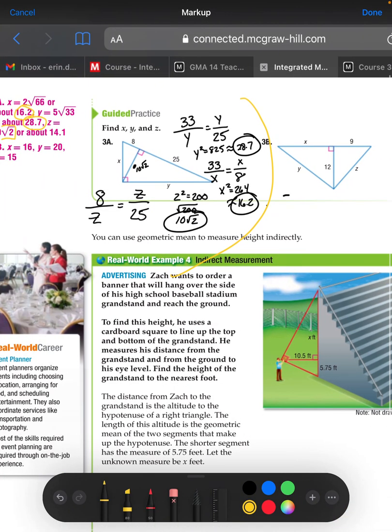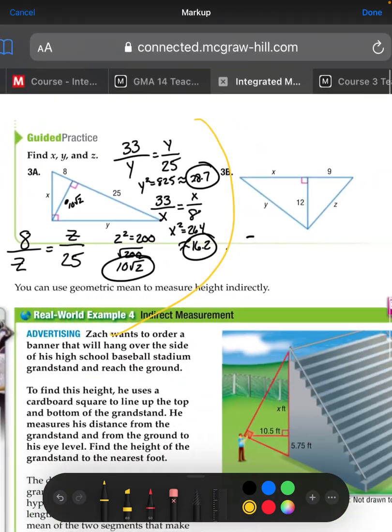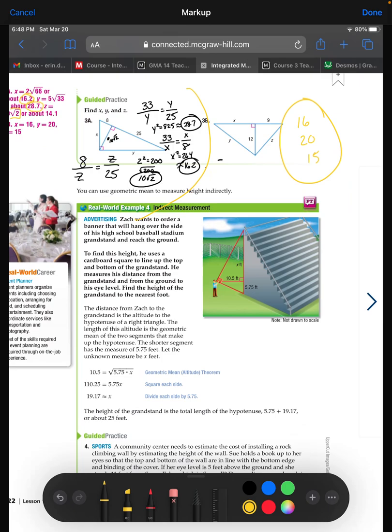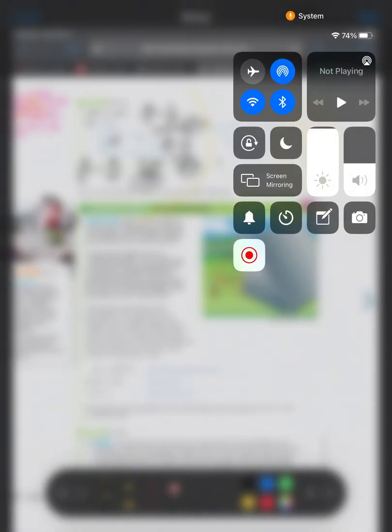So if you want to try 3B there, you can. The answers are 16, 20, and 15. So if you want to work those out until you get that. So that's really all you're doing there is kind of finding the geometric mean and using that to help you solve different parts of the triangle. Okay.